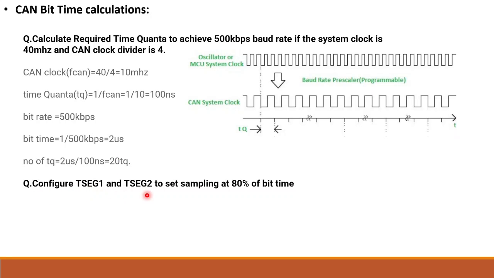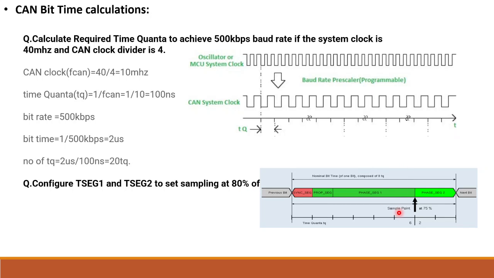Configure T segment 1 and T segment 2 to set the sampling at 80% of bit time. Okay, in the earlier example we saw 75%. Now I am going to calculate 80% of the bit time.